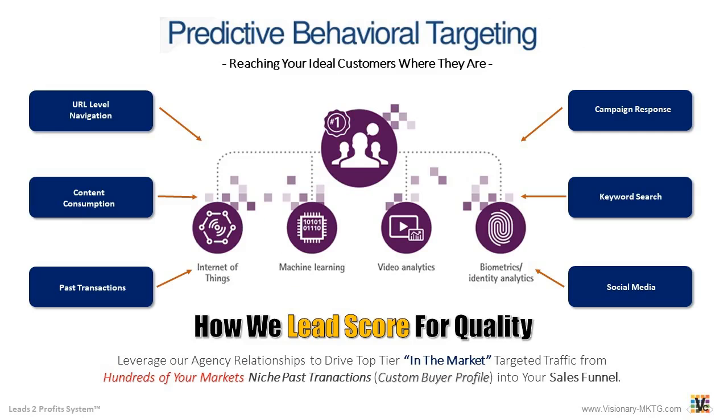Now, in addition to all of that, simply put, we're using all of this data to help us better predict, using machine learning, who's in market and which of those prospects in market match that pre-purchase behavioral profile. And again, the behaviors that we're looking at to allow us to make a decision are URL navigation, their keyword search, what content they are consuming, what transactions they have done, what campaign responses they have been a part of, and what social behaviors they have.